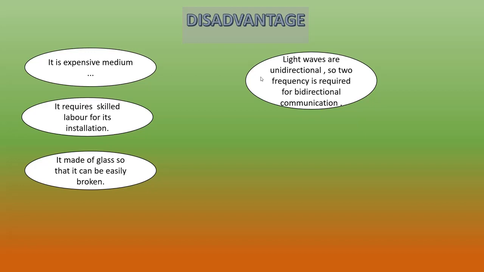Next class we will see about unguided media. We already studied that unguided media means there is no physical media. Data is transmitted in the form of electromagnetic signals. So next class we can study about unguided media.